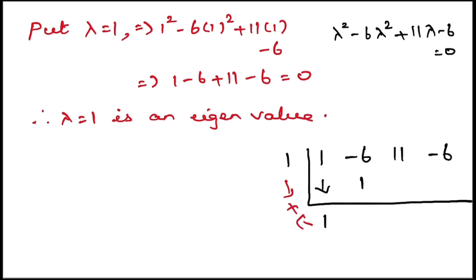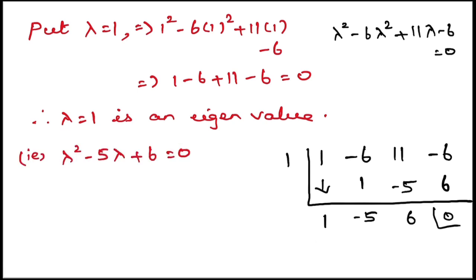Put 1 below minus 6. So, minus 6 plus 1 is minus 5. Again, multiply minus 5 into 1. So, minus 5 into 1 is minus 5. 11 minus 5 is 6. So, 6 into 1 is 6. So, the last one becomes 0. So, now the equation is lambda square minus 5 lambda plus 6 is equal to 0.